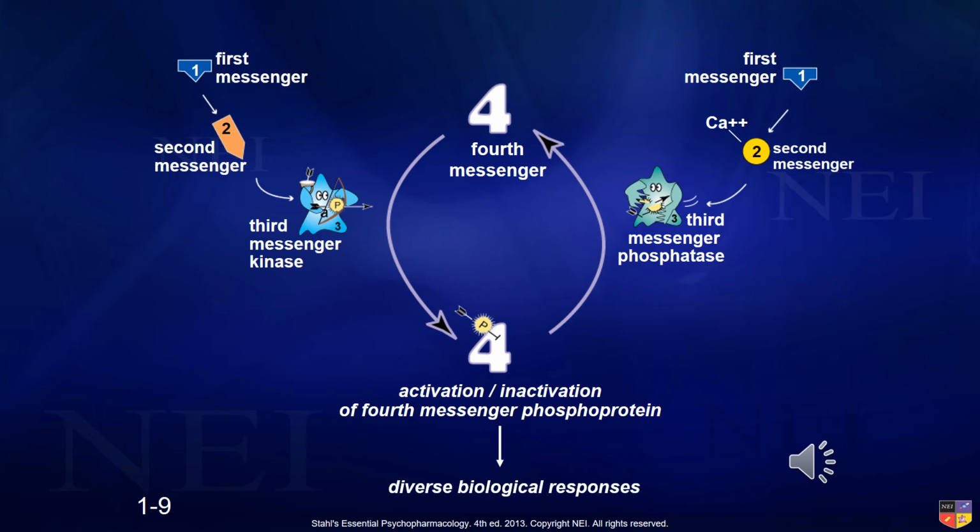We continue on from the first messenger into the second messenger. If the second messenger activates a kinase enzyme, that's going to then activate or inactivate a fourth messenger. It's called phosphoprotein. Or the first messenger doesn't necessarily have to be a neurotransmitter. Over on the right-hand side, you see the first messenger might actually be an enzyme, with the second messenger coming down and activating a third messenger, which is a phosphatase instead of a kinase on the left-hand side.